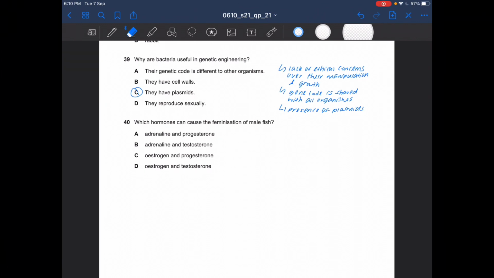Which hormones can cause the feminization of male fish? Feminization would be the estrogen and progesterone, which is C. These are produced at the ovary, the adrenal gland for adrenaline.